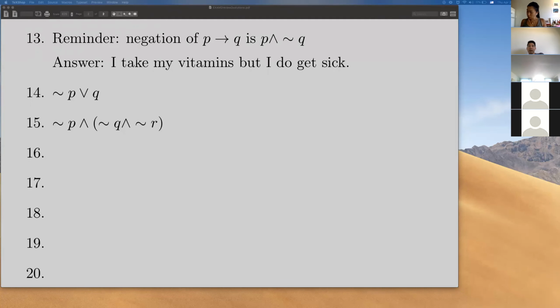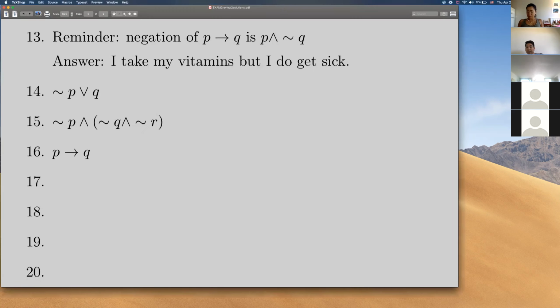Number 16, we have this argument. If you give a mouse a cookie, then he'll ask for a glass of milk. The mouse did not ask for a glass of milk, therefore you did not give the mouse a cookie. This is from an old children's book. Well, let's translate to symbols. P to Q, not Q, therefore not P.